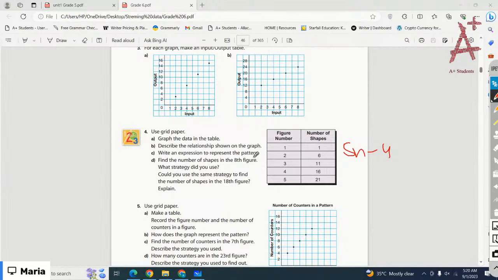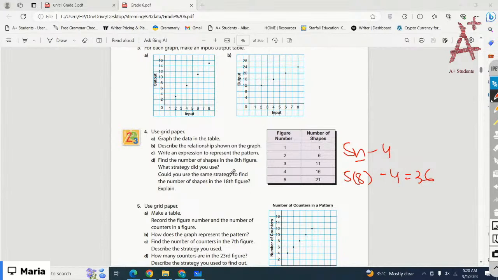Okay, find the number of shapes in the eighth figure, right? So just replace n with 8. 5 times 8 is 40 and 40 minus 4 is 36. That means in the eighth figure you have 36 shapes, right?